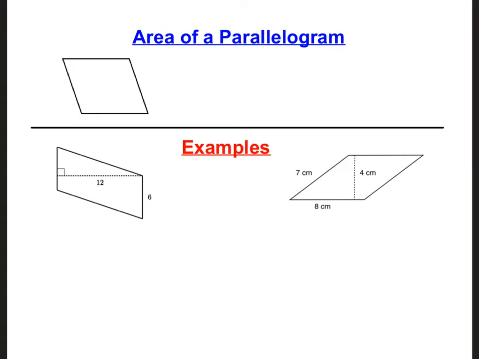Alright, the next thing we're going to talk about is the area of a parallelogram. Your parallelogram is to the left there. The formula for this one's actually the same thing. Area equals base times height. For this one, the bottom here will be your base. And then your height will be a line that goes from the top to the bottom and is perpendicular. So this here is H.